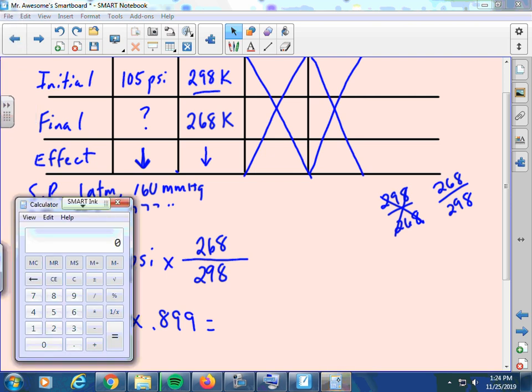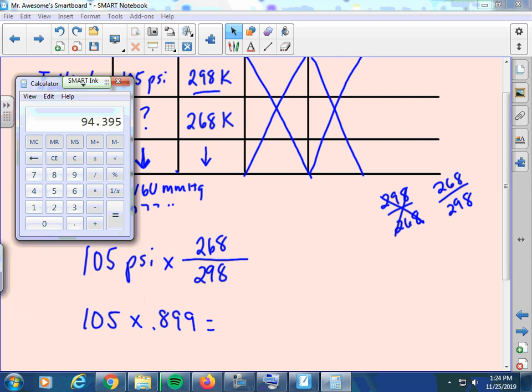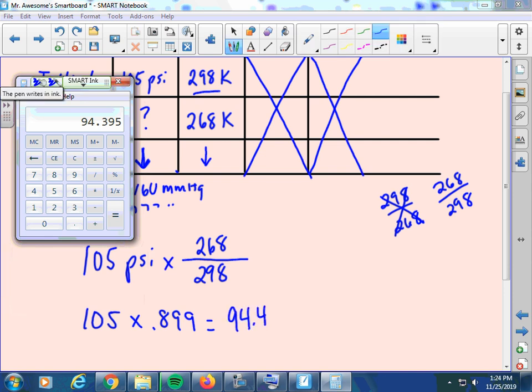If I do 105 times 0.899, there's my answer, 94.4. Is that what you guys got? Okay, so you probably did it the other way, but this is a little simpler method, isn't it? A lot less canceling stuff and getting the variable by itself and all that's all taken care of.